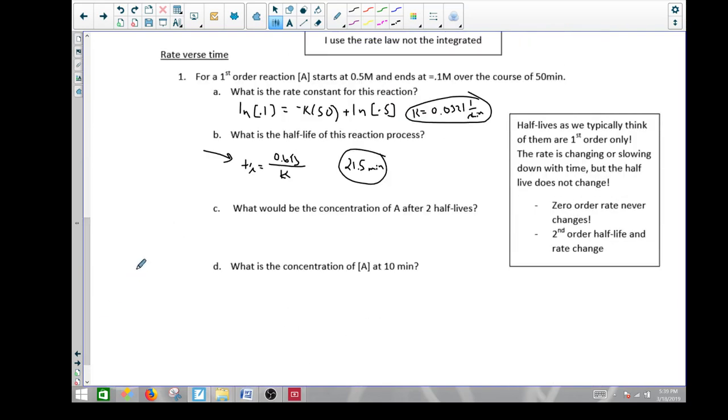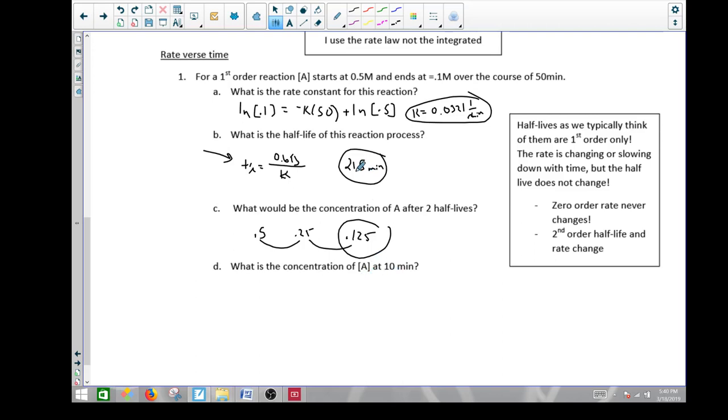All right. So, what would be the concentration of A after 2 half-lives? Now this one here, you could take and plug in 21, double that time to 43, plug it in there, put the 0.5 in, and solve it out. But we don't want to have to do that. We want to say, okay, well, from 0.5, we have a half-life down to 0.25, another half-life, which is going to be 0.125. Done.